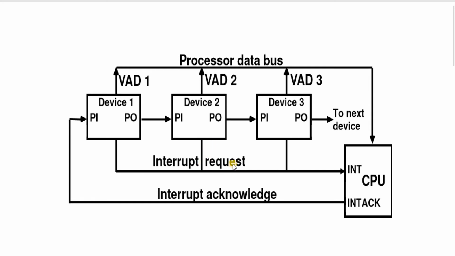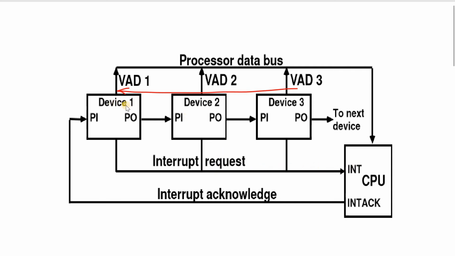requesting service. That means here in this block diagram, device 1 has the highest priority compared to device 2 and device 3. Device 2 has lower priority compared to device 1, and higher priority compared to device 3. That means the priority is in increasing order. In this case, any one of the devices is requesting service from the CPU.